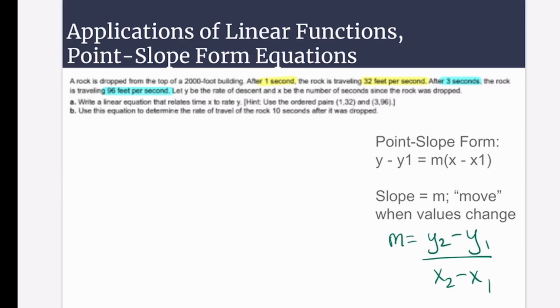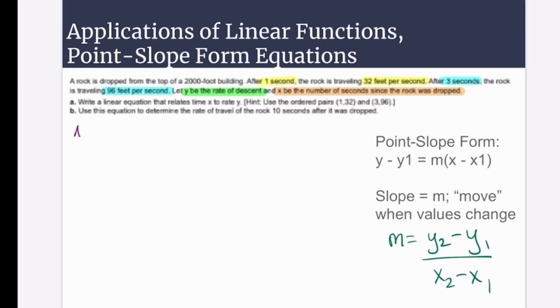Let y be the rate of descent. So that's the decrease in height. X is going to be the number of seconds since the rock was dropped. So we're given info here. We're kind of given a freebie. Part A says write a linear equation that relates the time to the rate.